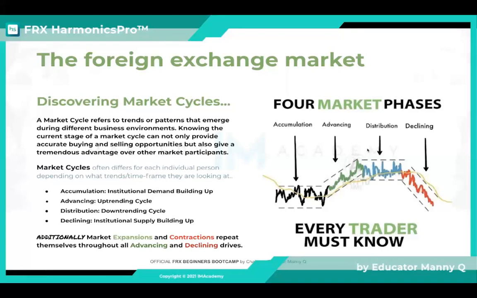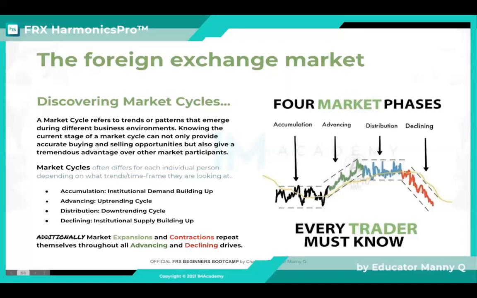So distribution is the institutional supply building up. It's the complete opposite of accumulation. Orders are building up and they're getting ready to dump this market. And when they're ready to actually move, the market will then go into the declining phase. The declining phase is where the market is now in a downtrending cycle. So this is what's always happening inside of the market.